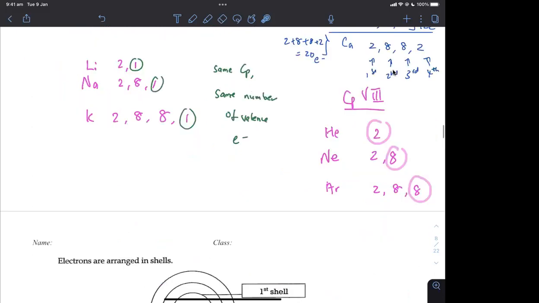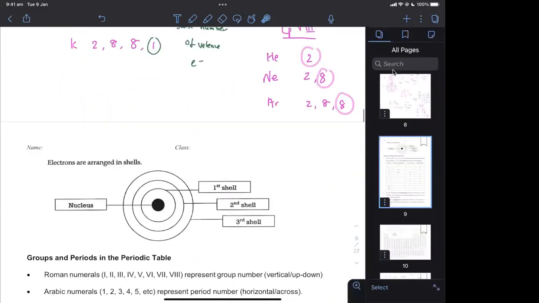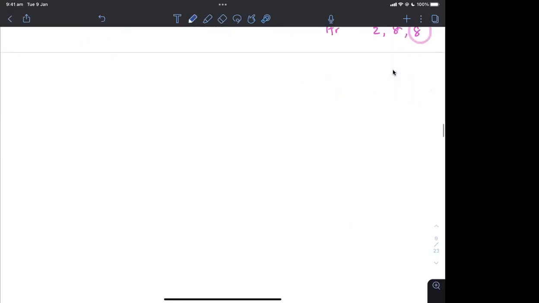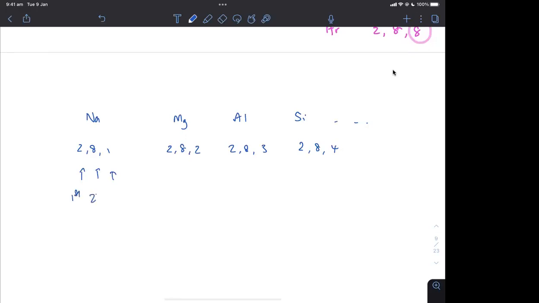As you go across a period, however, you are filling in the same shell, sort of like sodium, and then magnesium, and then aluminium, and then silicon, and so on and so forth. This is 2,8,1, 2,8,2, 2,8,3, 2,8,4. So all of them fill in until the third shell because the period is the third row. So it's row number 3 in the periodic table. You call that period 3. Period 3 means you fill up to 3 electron shells.